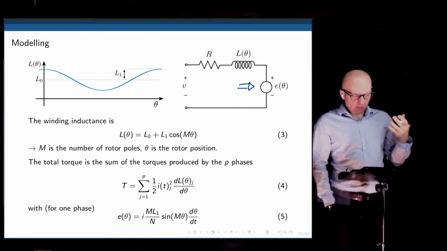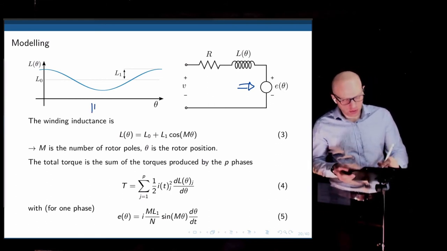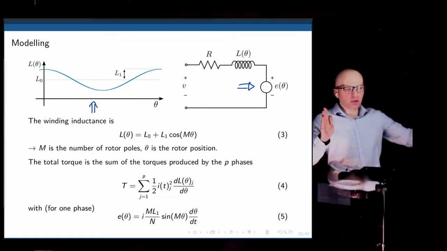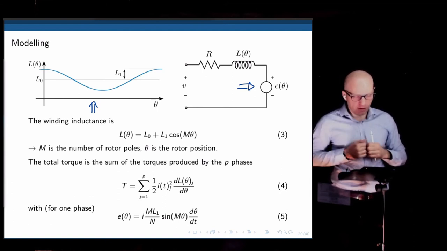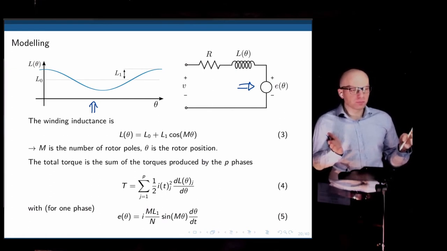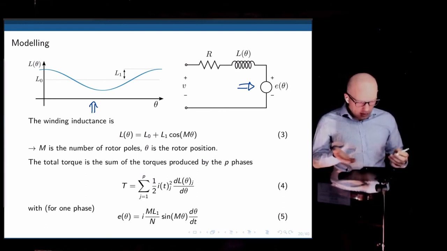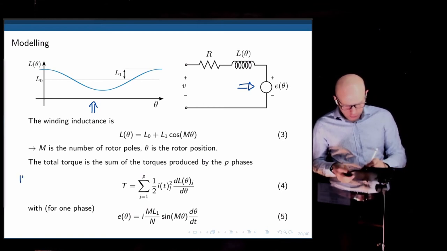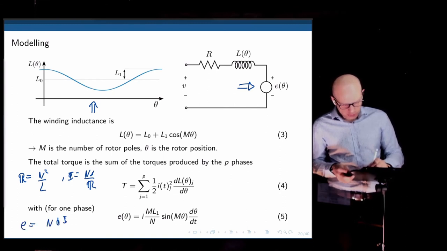We can make an empirical assumption that the inductance will follow equation 3. So it's simply what we see in this graph: the average inductance and the modulation of that average inductance, with the variation of the inductance itself following the number of poles we have. The total torque is the torque that each coil applies to the rotor, right? Not only one coil, but the sum of all torques. And if you now take the inductance, from which you can calculate the reluctance as N squared over L, we can also determine the magnetic flux as Ni over R. And from this, we can calculate the back EMF as N times the derivative of the flux over dt.